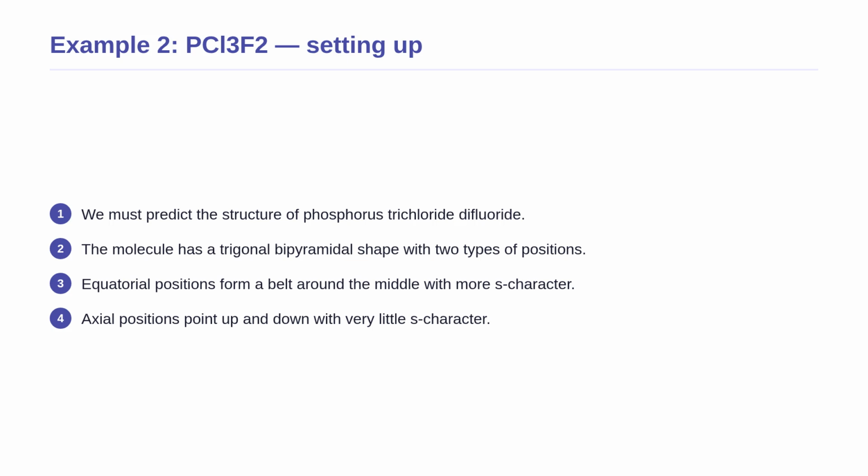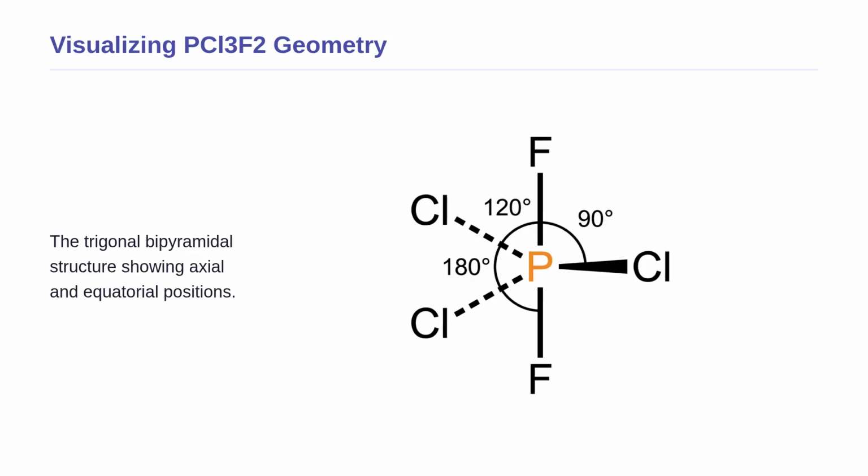The equatorial spots form a belt around the middle and have more S character. The axial spots point straight up and down like the north and south poles and are formed mostly from p and d orbitals, meaning they have very little S character. Let us look at exactly what this geometry looks like.